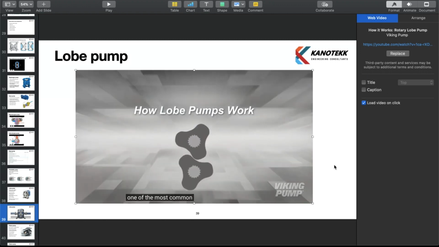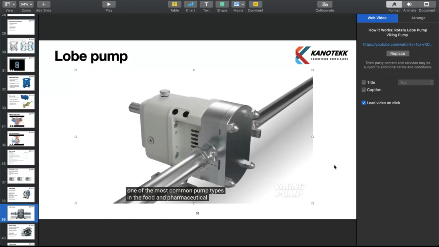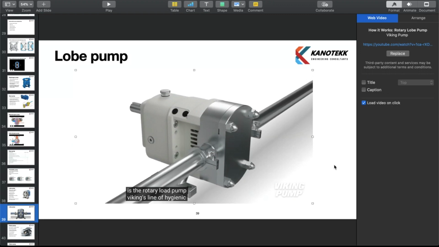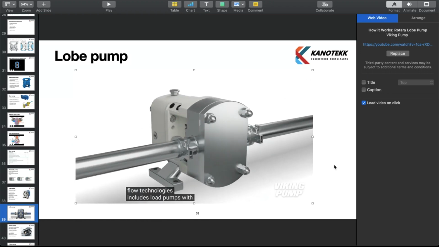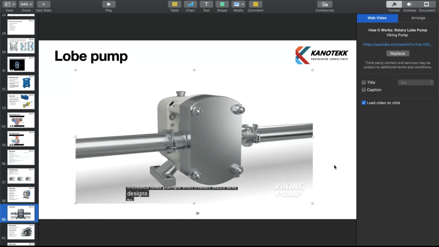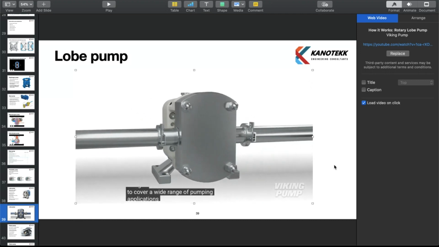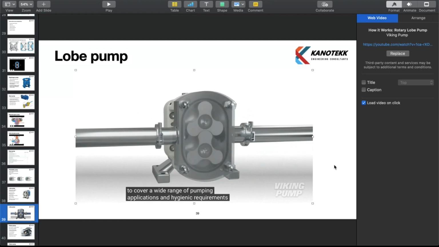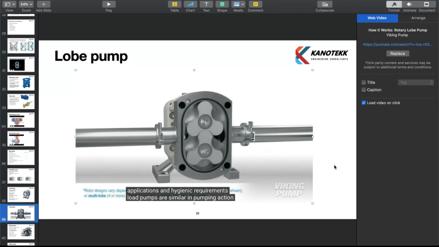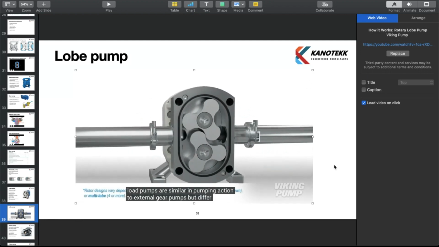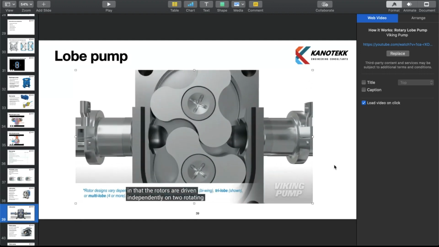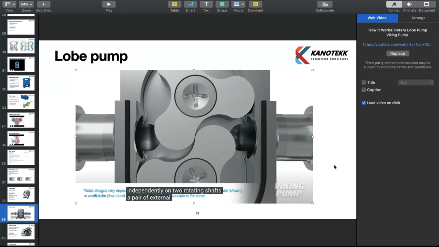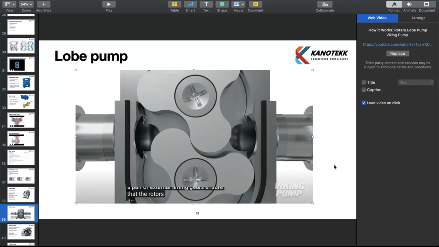One of the most common pump types in the food and pharmaceutical industry is the rotary lobe pump. Viking's line of hygienic pumps by Right Flow Technologies includes lobe pumps with model sizes and designs to cover a wide range of pumping applications and hygienic requirements. Lobe pumps are similar in pumping action to external gear pumps, but differ in that the rotors are driven independently on two rotating shafts. A pair of external timing gears ensure that the rotors do not contact.